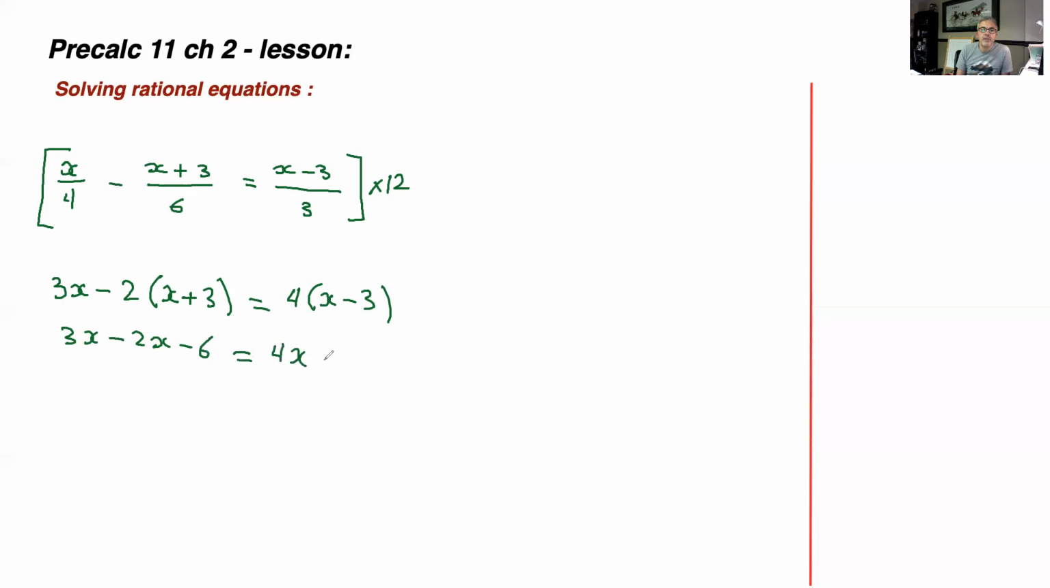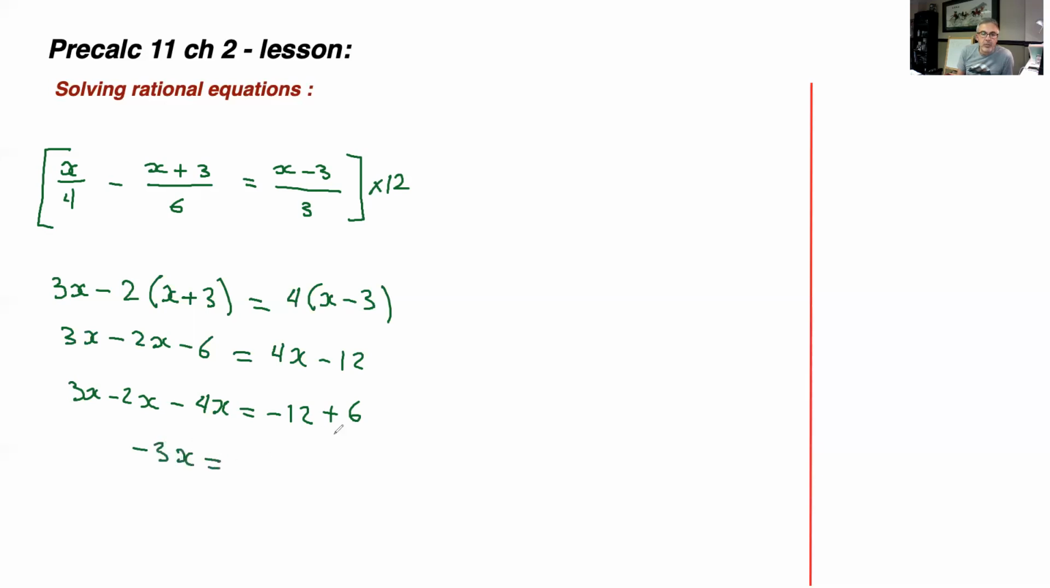4x minus 12. Move everything to one side, equate it to 0. Or maybe, let's move the x's to this side and move the numbers to this side. So we have 3x minus 2x, moving the 4x to this side, left side becomes minus 4x. We have negative 12 still on the right side. We're moving the negative 6 to this side, becomes plus 6. 3 minus 2 is 1. 1 minus 4 is negative 3.